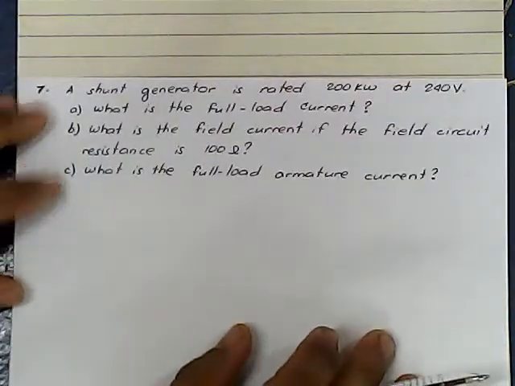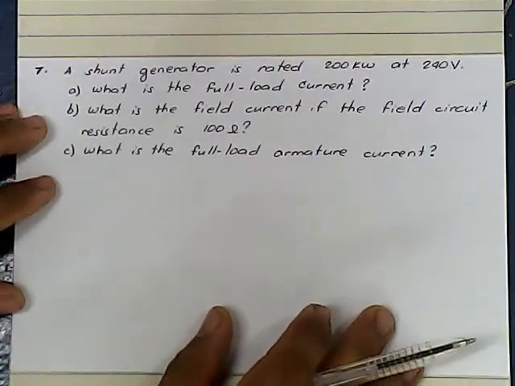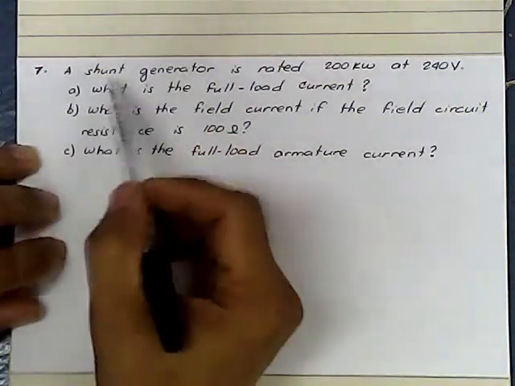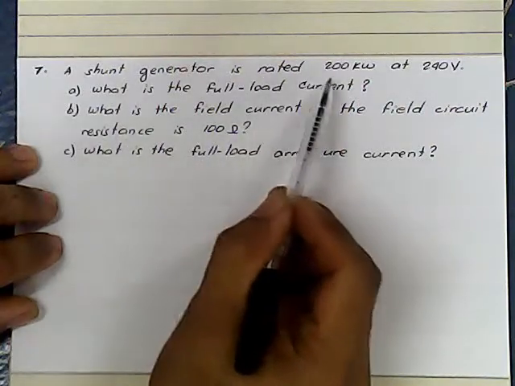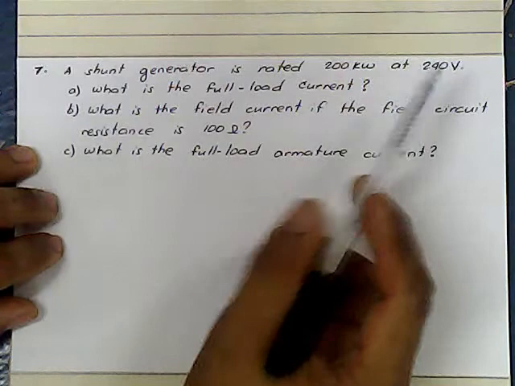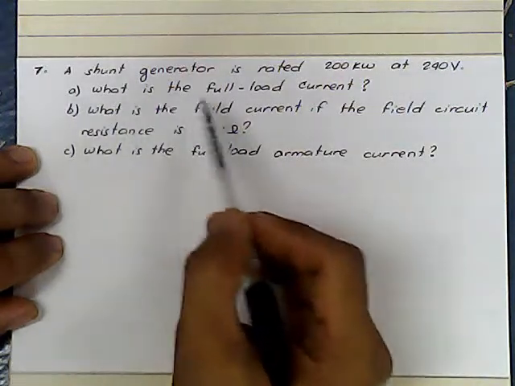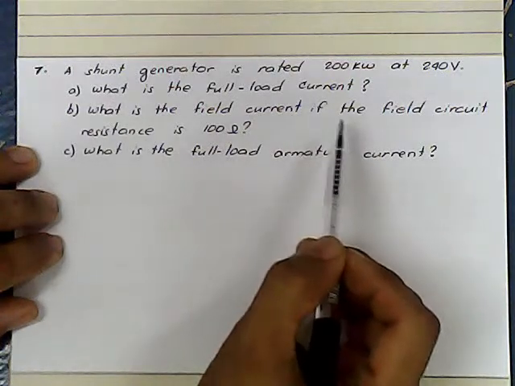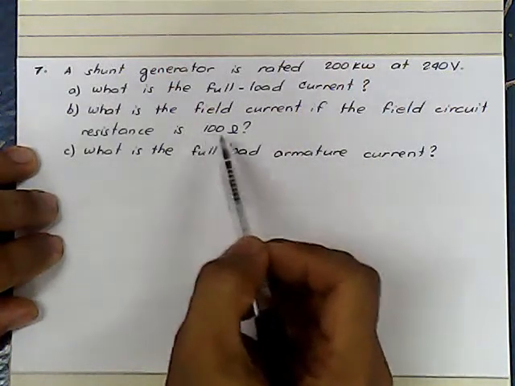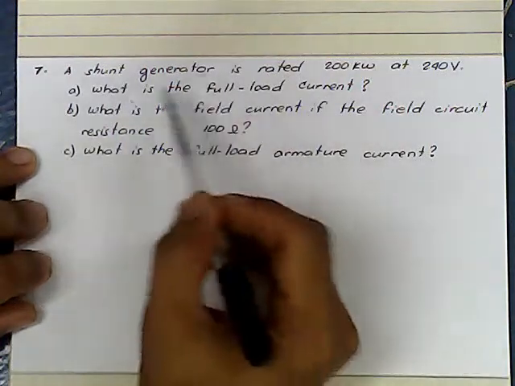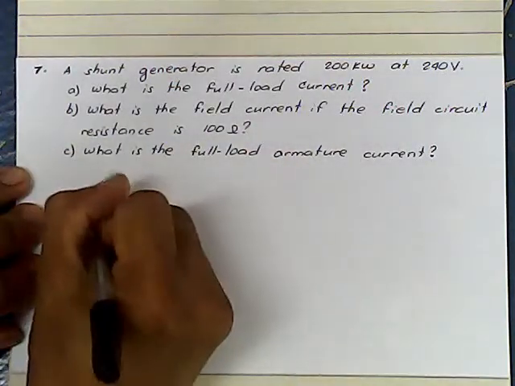Next, let's go to problem number 7. A shunt generator is rated 200 kilowatts at 240 volts. Letter A, what is the full load current? Letter B, what is the field current if the field circuit resistance is 100 ohms? Letter C, what is the full load armature current? So, let's first do letter A.